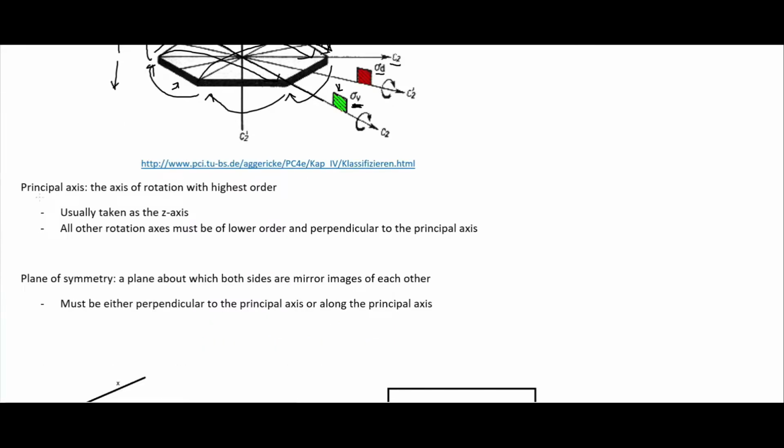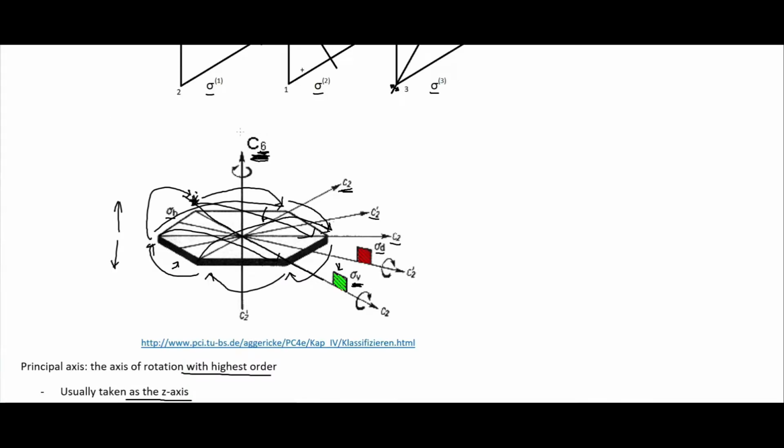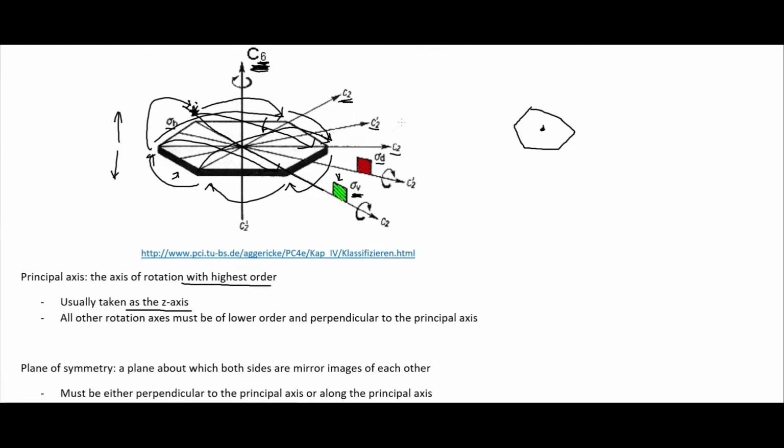So once again, the principal axis, the axis of rotation with the highest order, is conventionally put as the z-axis. So you'll often see it sticking up here, or if you're looking at this without the projection into the page, it would be something like this. You'd usually have the z-axis right in the middle, sticking straight in and out of the page. It's just convention to put it as the z-axis, and it kind of makes the math easier. So all other rotation axes must be of lower order and perpendicular to the principal axis.